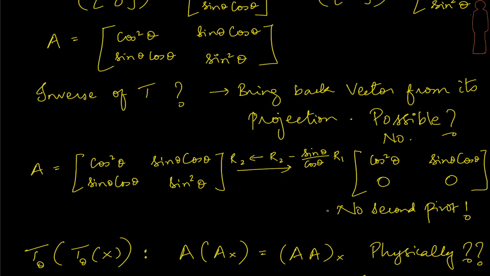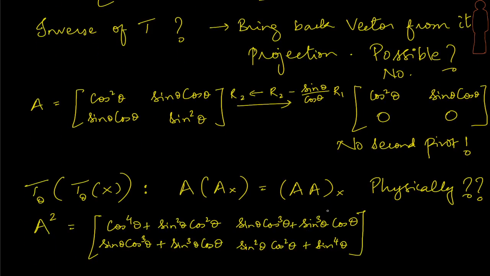The next question is, can we apply this multiple times and see what happens? Look at this. I want to first project the vector onto some line with angle theta, and again project it onto the same line.